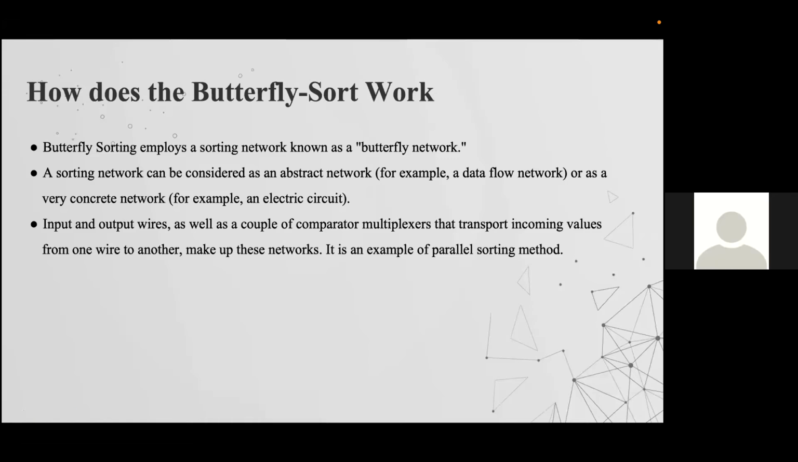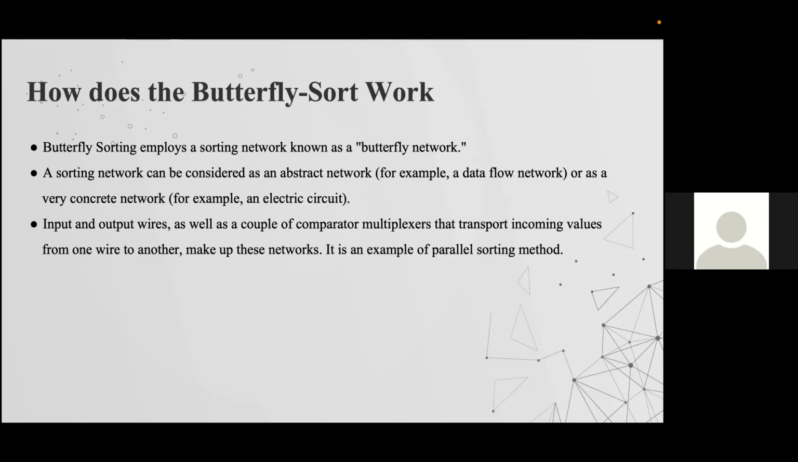Let us now look into how this butterfly sort will work. This butterfly sorting involves the usage of a special network called the butterfly network. Let's take an example of this butterfly network as an abstract network. An example would be a data flow network, which is like a large network having some concurrent processes where each process communicates with the others by transferring data through data channels.